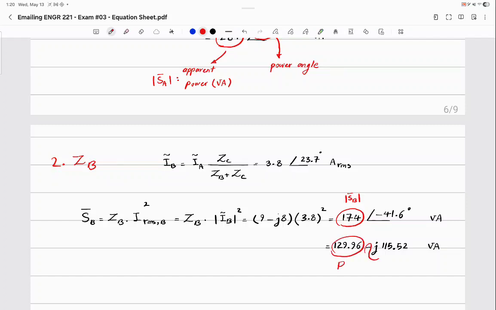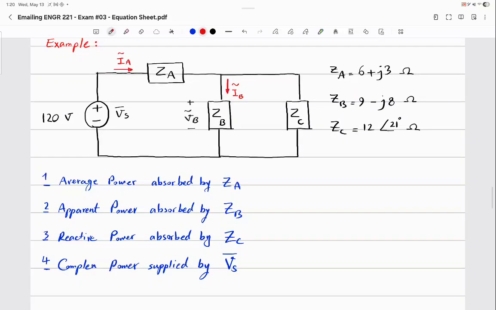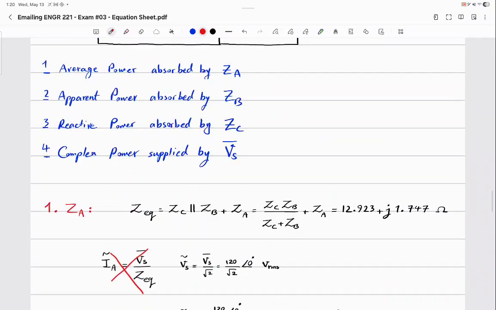What do you call negative this guy? Q. What do you call this angle? Power angle. Okay? CB. How do you find the power, the reactive power absorbed by ZC?